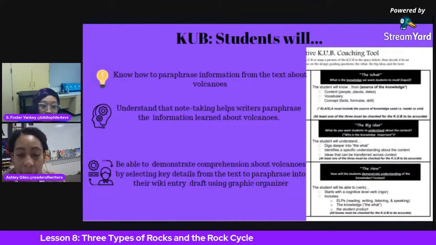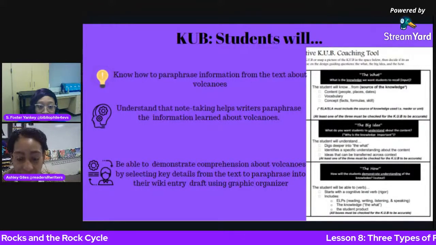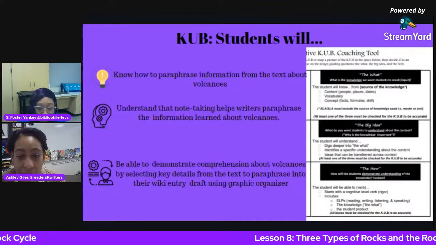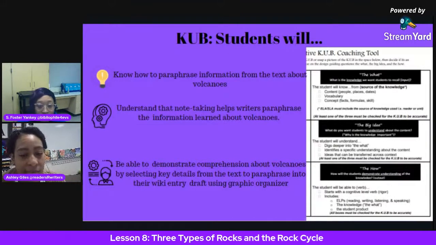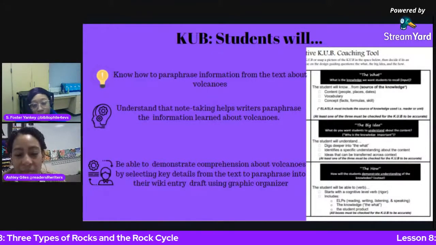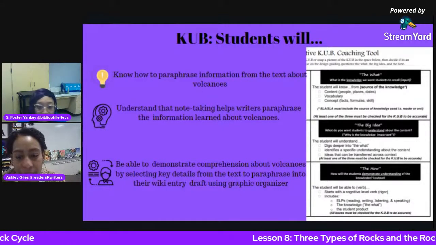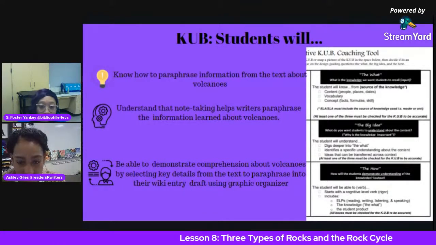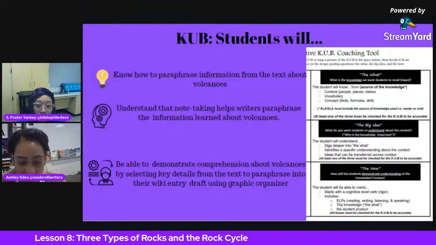Okay. Understand that note-taking helps writers paraphrase the information learned about volcanoes. Okay, so that's good. Right, because when you are paraphrasing, that's what you're doing. Yeah, this is why do you need to know what paraphrasing is? So you know that note-taking helps writers paraphrase. Be able to demonstrate comprehension about volcanoes by selecting details from the text to paraphrase into their wiki entry draft using graphic organizer.